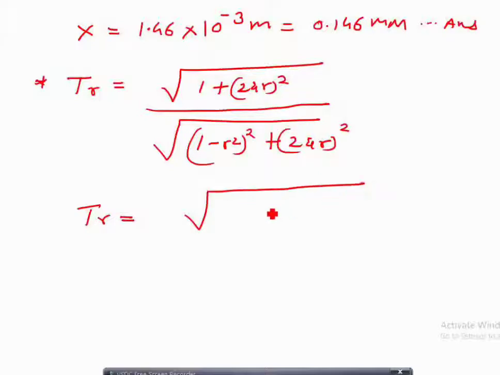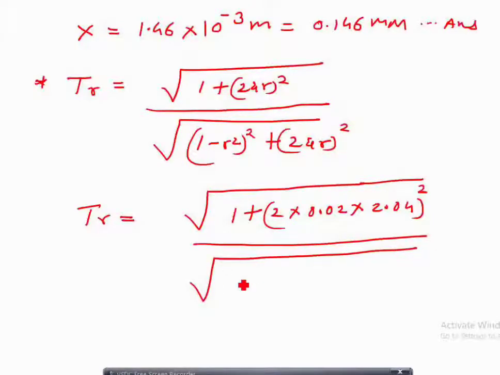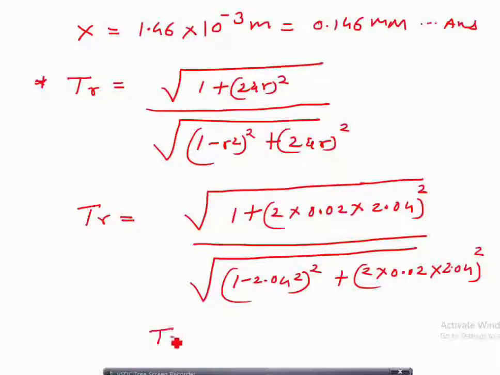So square root of 1 plus (2 into zeta, which is 0.02, and r is 2.04) whole bracket square. This is the basic formula of forced vibration due to vibration isolation and force transmissibility, divided by square root of (1 minus 2.04 square) whole bracket square plus (2 into 0.02, the same term, 2.04) bracket square. Okay, so from this I am getting Tr is equal to 0.317.